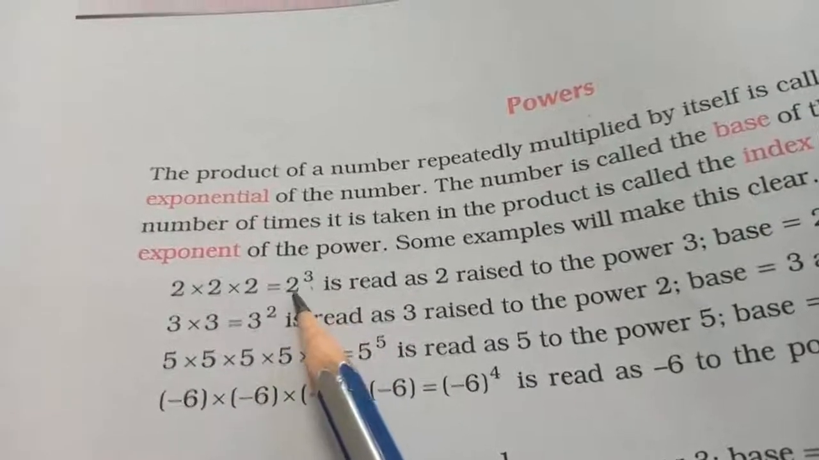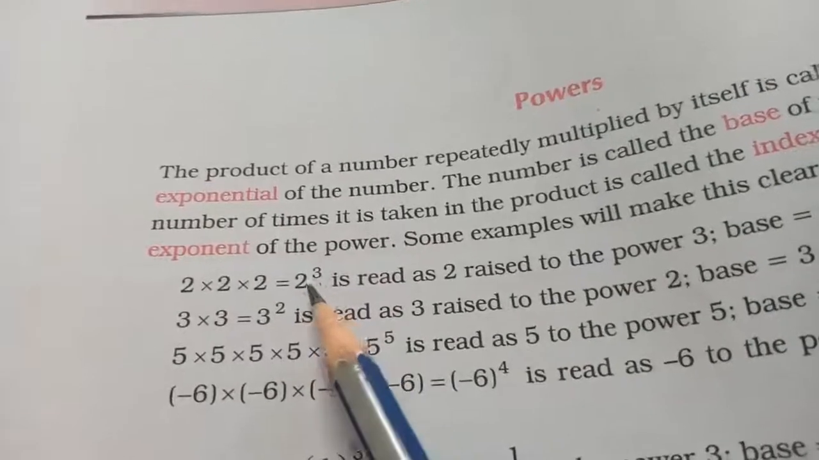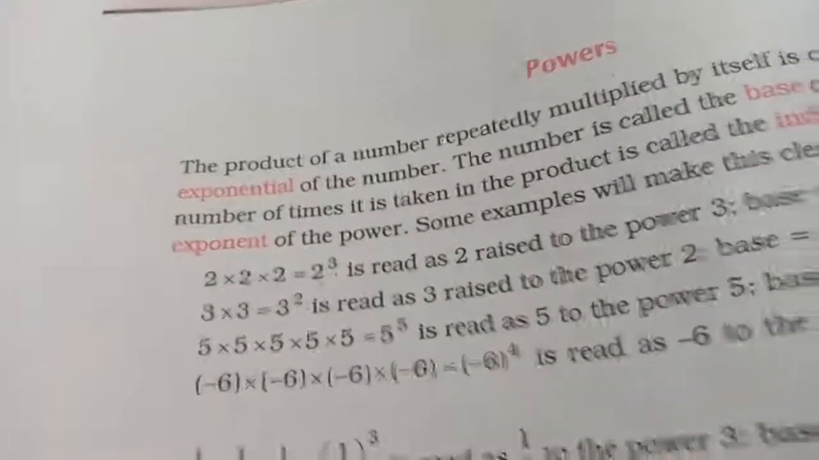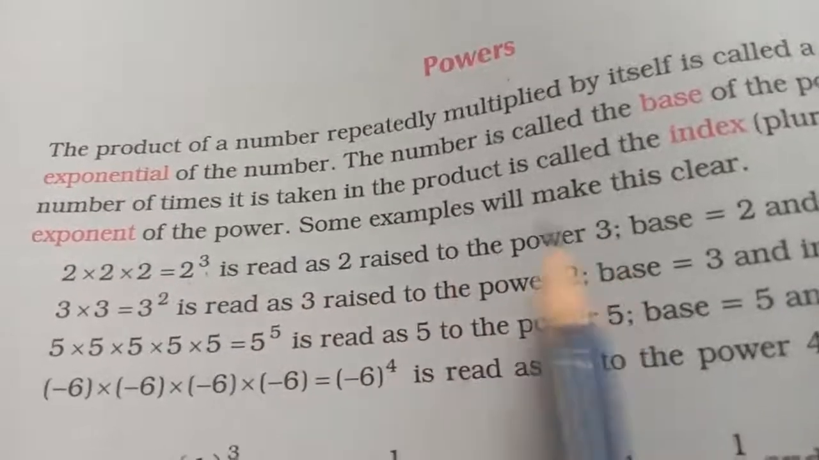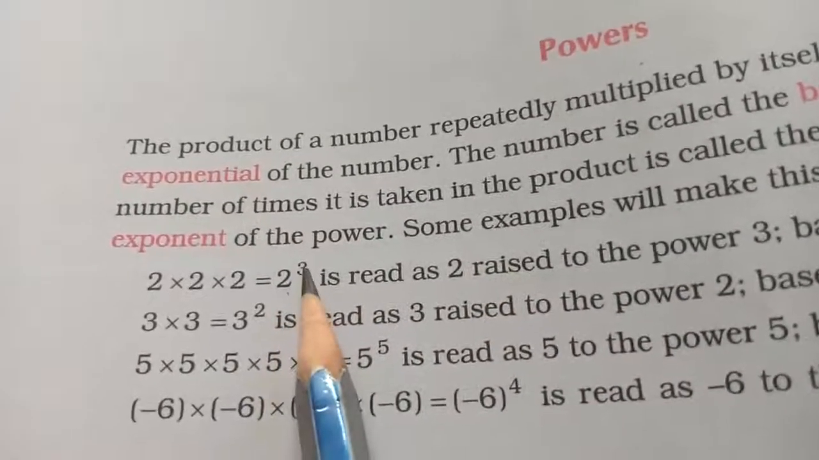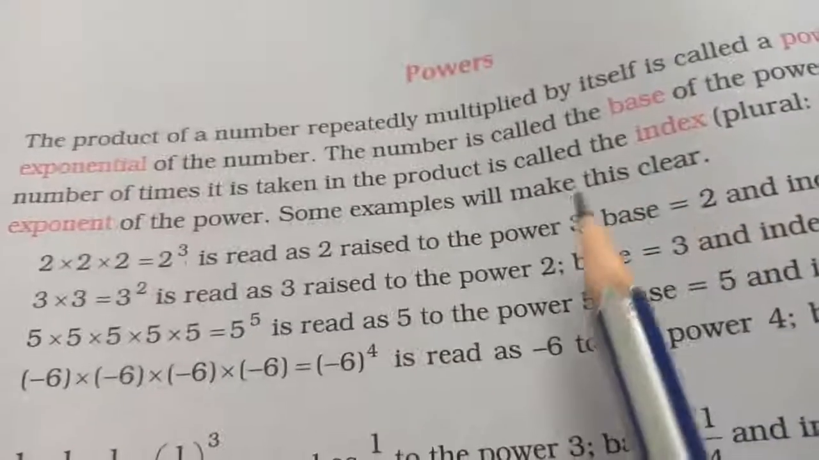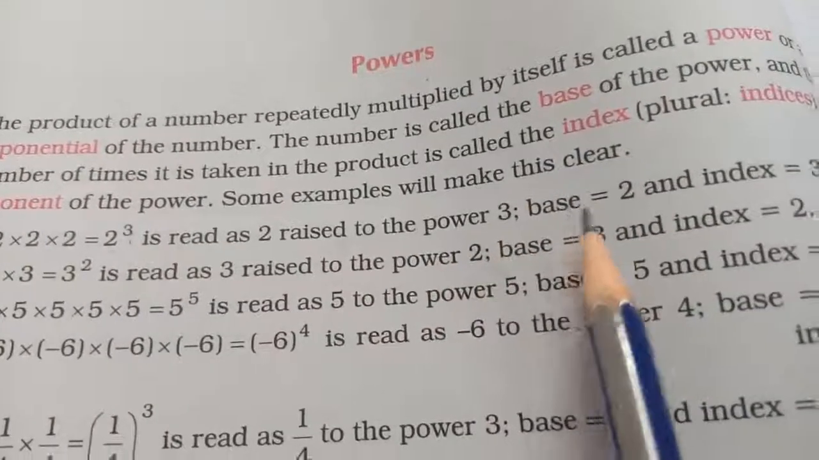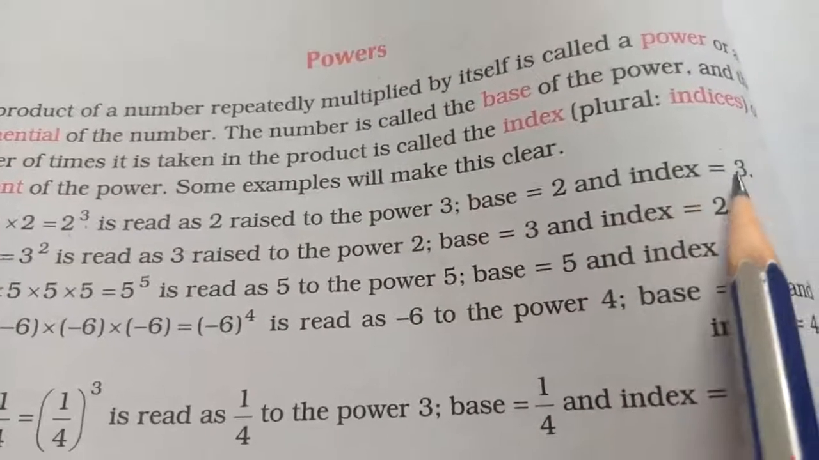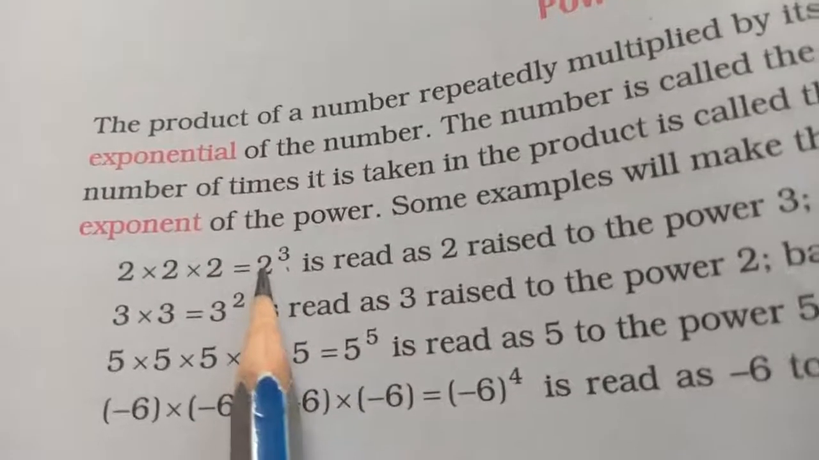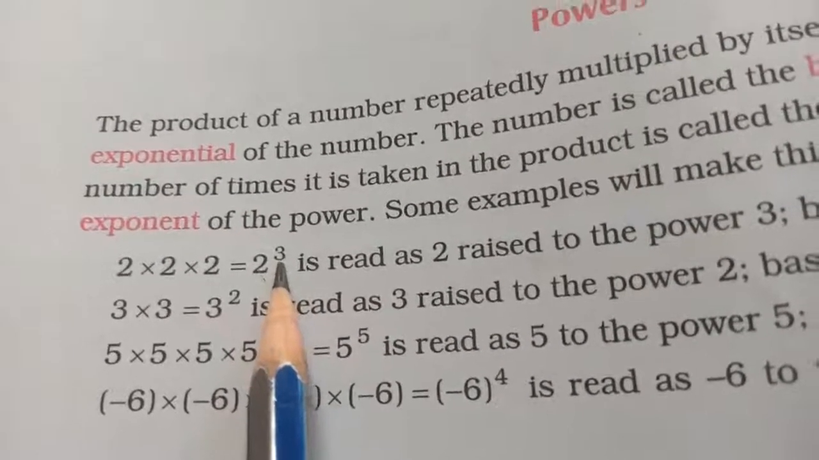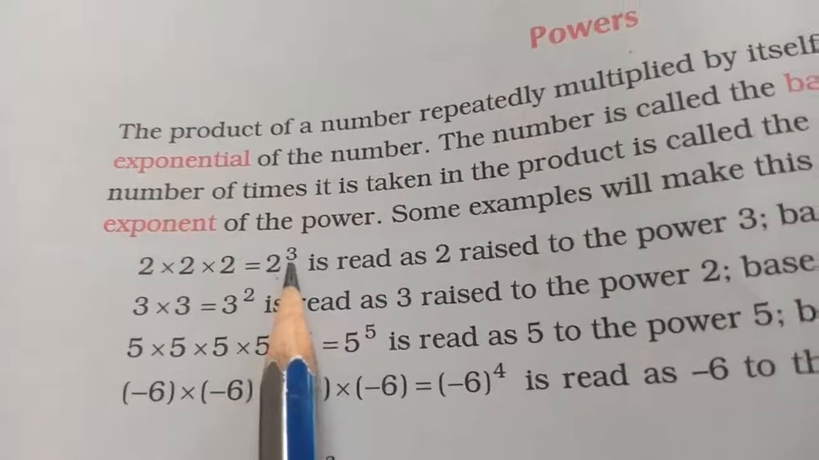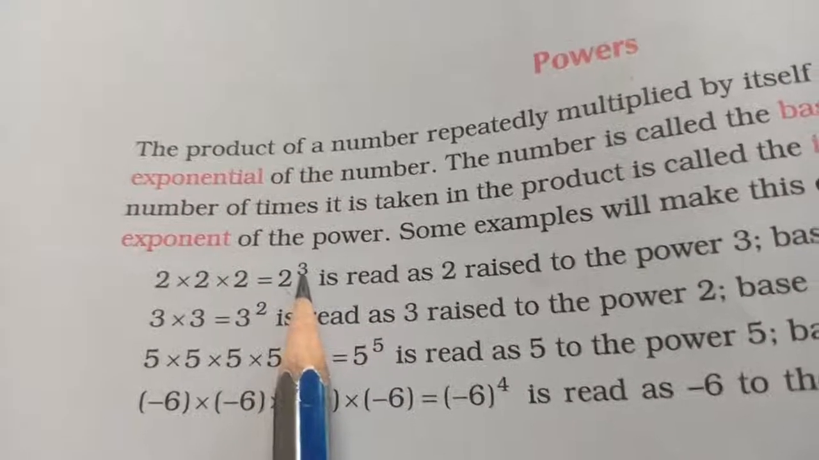So how to read this number is 2 to the power 3. It is read as 2 raised to the power 3, but we'll be reading it as 2 to the power 3. Here the base is 2 and the index is 3, that is, index or power is 3. This particular number is called the base and the top one is called the power or index. So this is the concept of this particular chapter, students. Based on this we are going to do the sums.